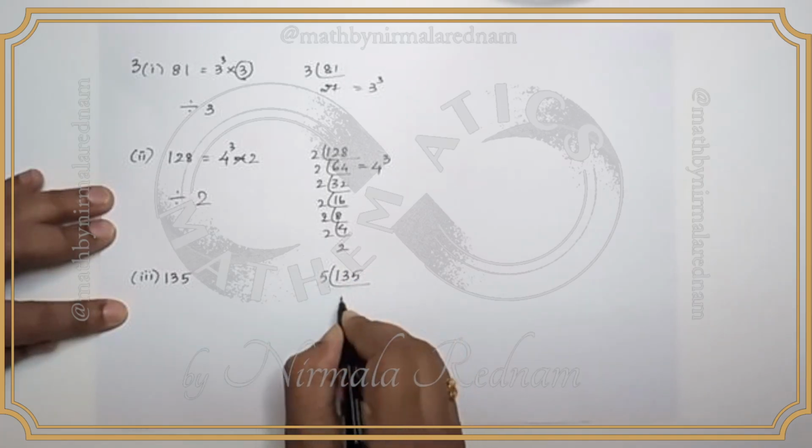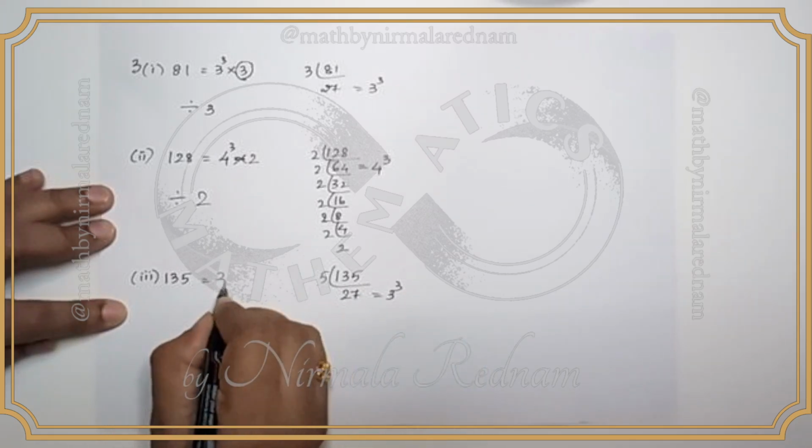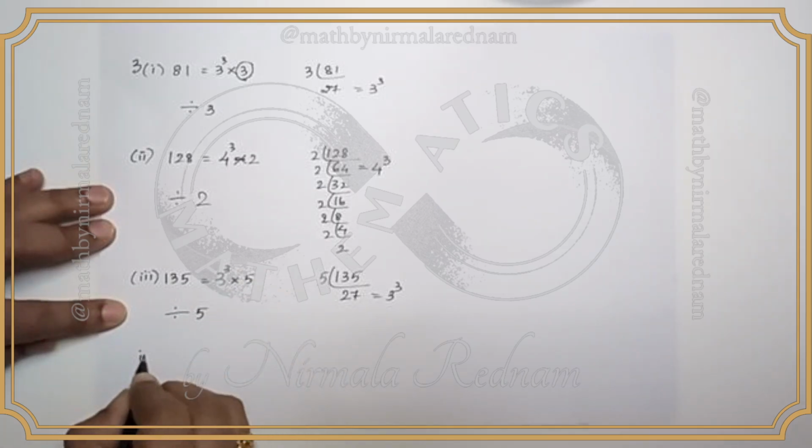5, I have 27 and this is nothing but 3 cube. So this number is 3 cube into 5. So divided by 5 and I have my answer.